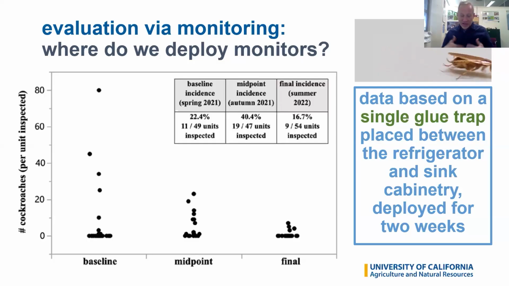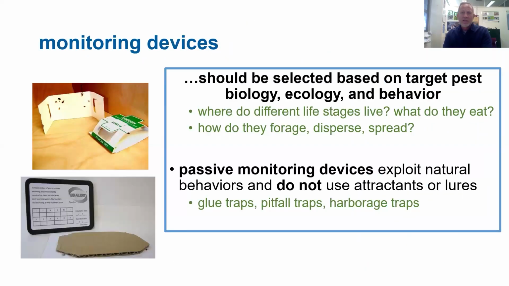This is based on a knowledge of the biology of this species. Where do they live? Where can we find them? Where can we deploy our monitoring device? Speaking of monitoring devices, they should be selected based on your target pest's biology, ecology, and behavior. Certain pests like cockroaches can easily be trapped with glue boards, for instance, while others like bed bugs may be reluctant to step onto that sticky surface. And so unless you have a very large population, you may not catch bed bugs on glue traps.